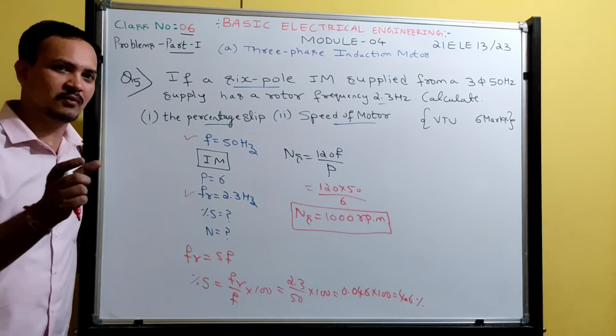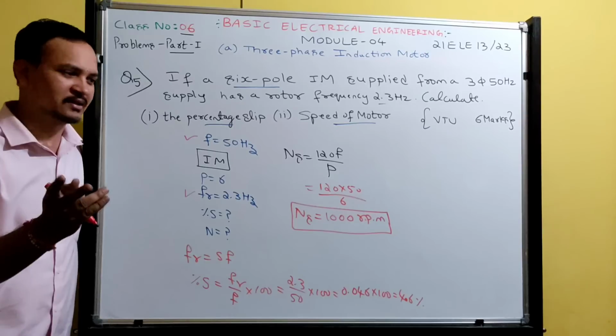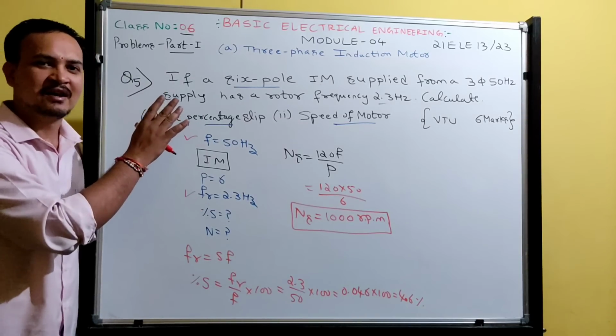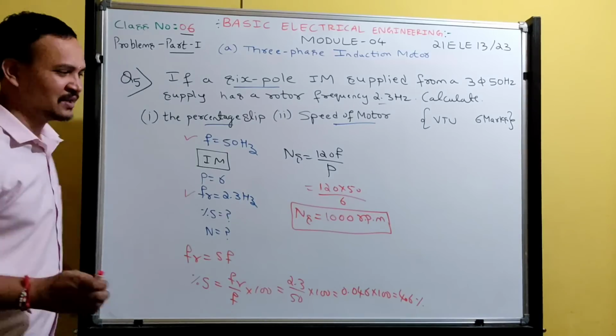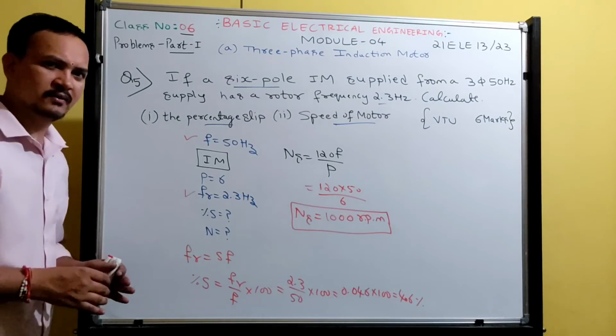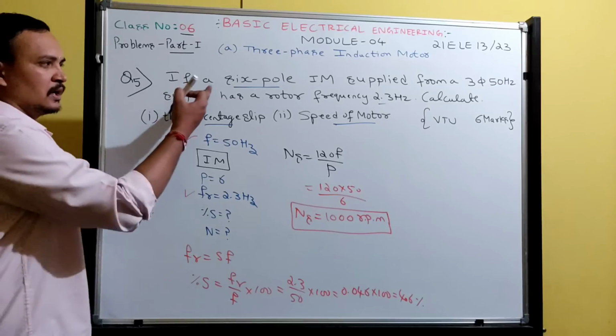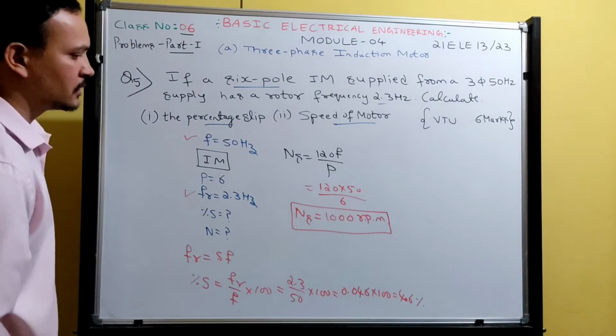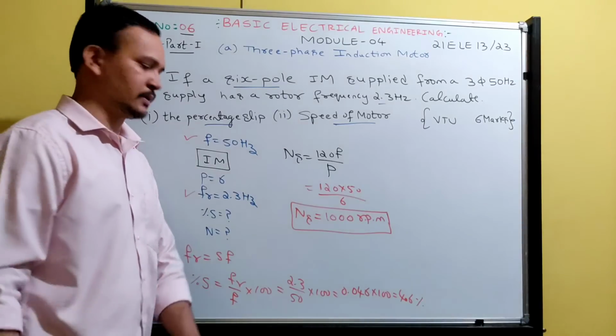What is the percentage slip value? 4.6%. For a good induction motor, what is the range? 1 to 5%. We got within that limit. So the given question data is related to a good induction motor. Okay, they can give any data, need not worry. If theoretical data is given, you may get 100% also. Need not worry. Okay, got it? But practically 1% to 5%.